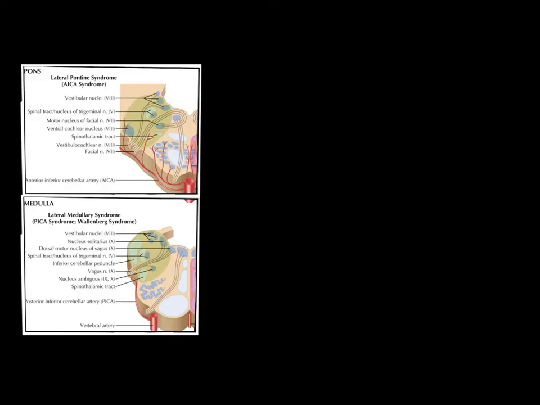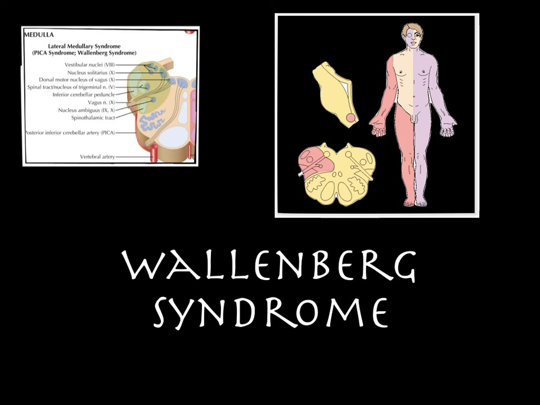So just a quick review of the two things that we did talk about in vertigo. You've got Wallenberg syndrome, or the PICA syndrome, lateral medullary syndrome. You can see the picture over here. You get the lateral medulla. This is low, so these tend to come off the vertebral artery. You can see this gentleman here. The right side of his face has diminished pain and temperature sensation. The left side of his body has it, and his right arm and right leg have some ataxia.